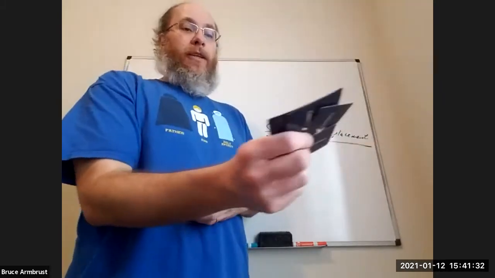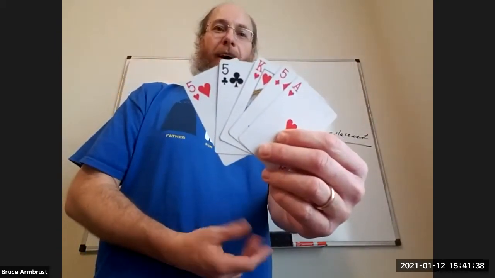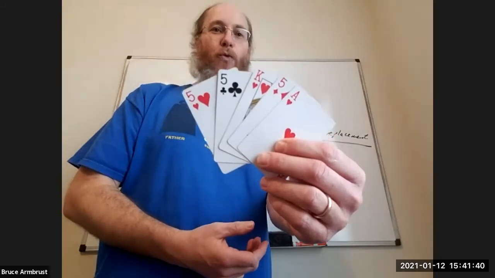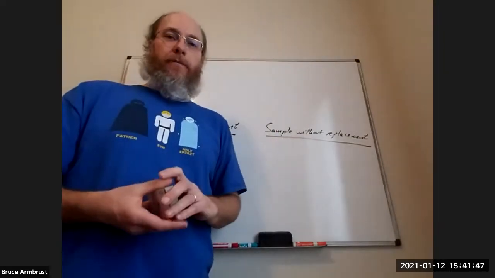Ooh, this was the hand I was waiting for. Dealt 3 5s with an ace and a king. Hard to beat that one. All right, anyway, so that's sampling without replacement.